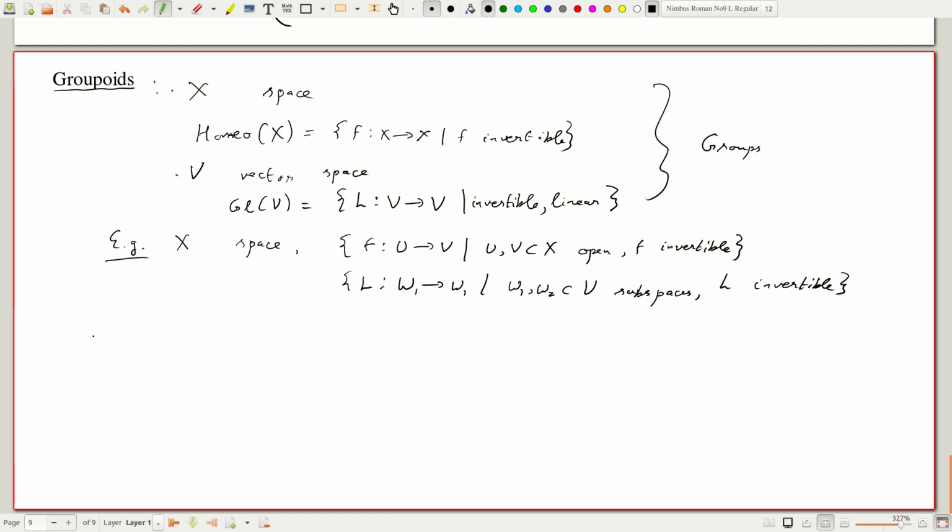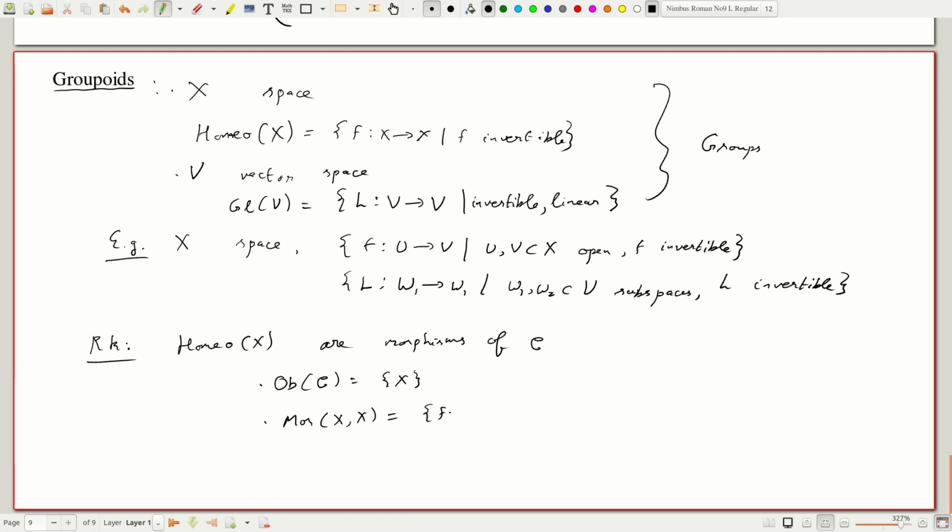Okay, so let me make a remark. We can look at homeomorphisms of X. These are morphisms of a category C. Objects of C is just a singleton set X. And how about morphisms of C? Morphisms of X to X is all I have to say. This is just homeomorphisms. This is going to be f from X to X continuous, which is a morphism, but also f is invertible. So this is a subcategory, but a tiny subcategory of topological spaces.